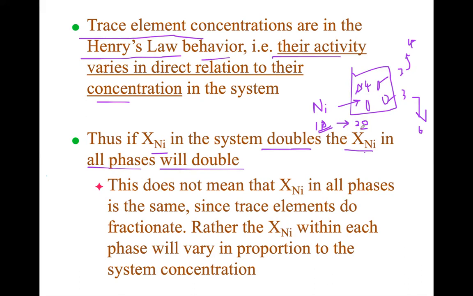Always remember this 20 doesn't come by 3 plus 2 plus 1 plus something like that. No, it's not like that, because it all depends on the modal percentage, its partition coefficient and everything, right? That makes the whole system 20. It doesn't come from just a simple addition of the concentrations in each phase. No, it is not like that, because these are represented by volumes, right? So this is a different thing.